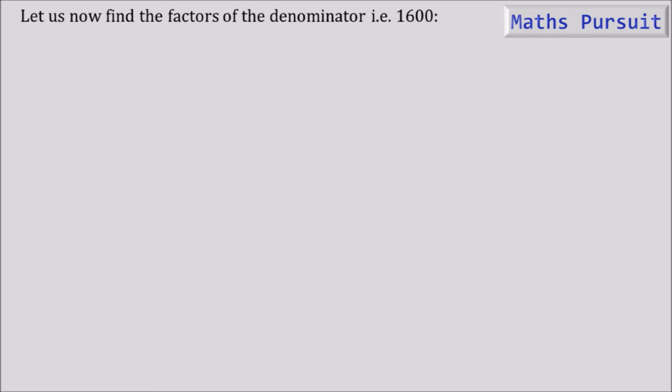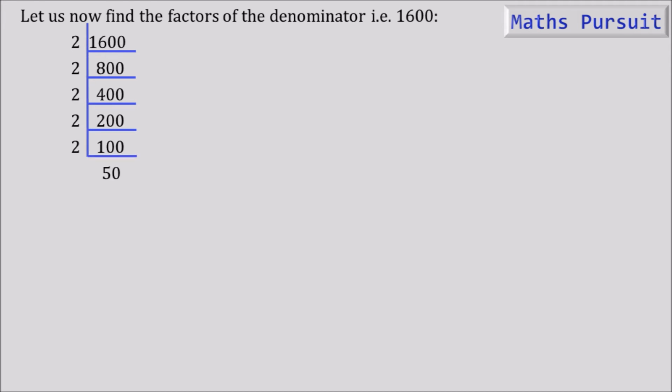Now let's find out the factors of the denominator, that is 1600. So we are just factorizing the number 1600, and let's see what we are getting. Now 1600 is divisible by 2 and I am getting 800, and 800 is divisible by 2 and I am getting 400. Now 400 is divisible by 2, I am getting 200. 200 is divisible by 2, I am getting 100. 100 is divisible by 2, I am getting 50. 50 is divisible by 2, I am getting 25.